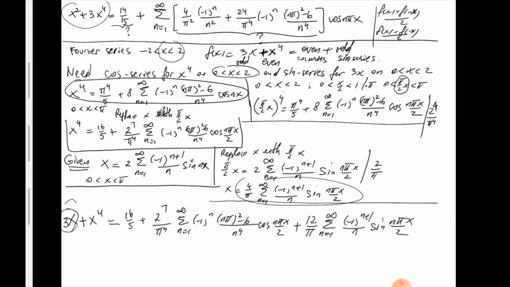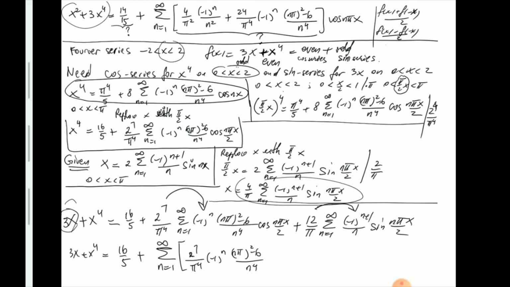Remember what I told you before, it's important to write together these Fourier coefficients for sine and cosine. It might be needed, right, in the problem. So it's customary to write now the answer into a single summation. So now I'm going to bring this coefficient in here and this one here. And we have 2 to the 7 over pi to the fourth, minus 1 to the n, n pi squared minus 6 over n to the fourth, cosine n pi x over 2. So this will be your a_n, and 12 over pi, minus 1 to the n plus 1 over n, sine of n pi x over 2, and this is your b_n.